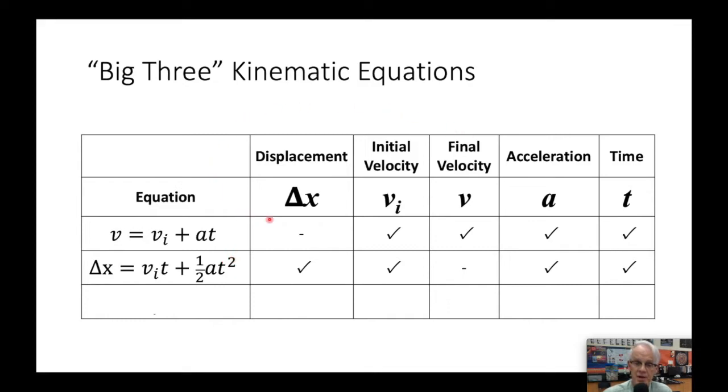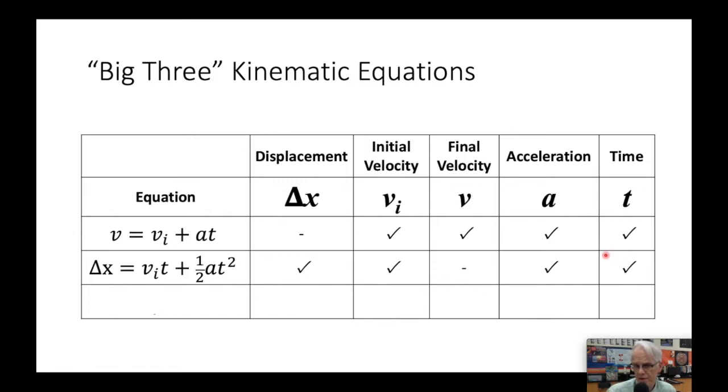Of the equations that we know so far, let's see which of these equations has which one of our variables here. So our first equation, notice that it does not have displacement, but it has initial velocity, final velocity, acceleration, and time. The second equation does have displacement. It has initial velocity. It doesn't have final velocity, but it has acceleration and time.